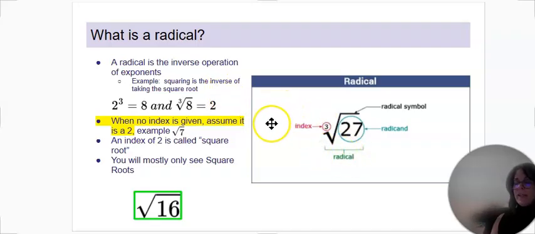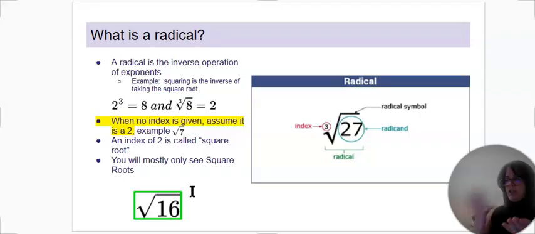A radical is really the inverse operation of exponents. So squaring something, the power of 2, and the square root of something, like this square root of 16 here at the bottom, those are inverse operations. They undo each other, just like addition and subtraction undo each other when we're solving an equation, or multiplication and division. The power of something and that root are inverse operations.